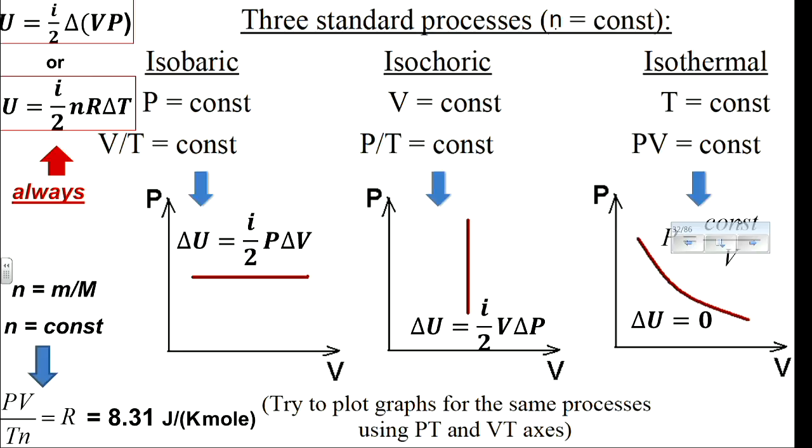For example, if the pressure is constant, this is how we can calculate the change. Because P is constant, only volume changes here. When the volume is constant, this is also how we can calculate the change. Because if the volume is constant, only pressure changes. If the temperature is constant, there is no change. Even if volume and pressure both change, the original equation tells us that when temperature remains constant, internal energy doesn't change.